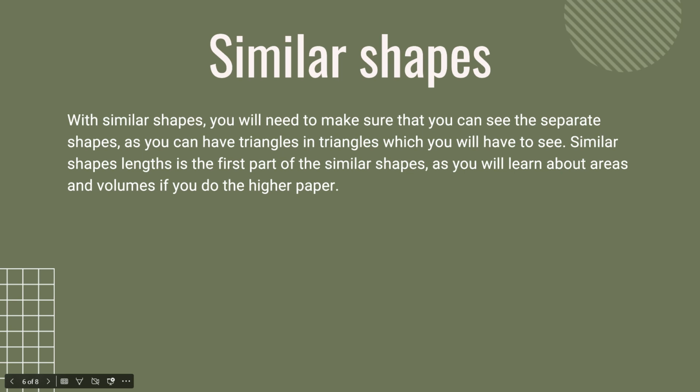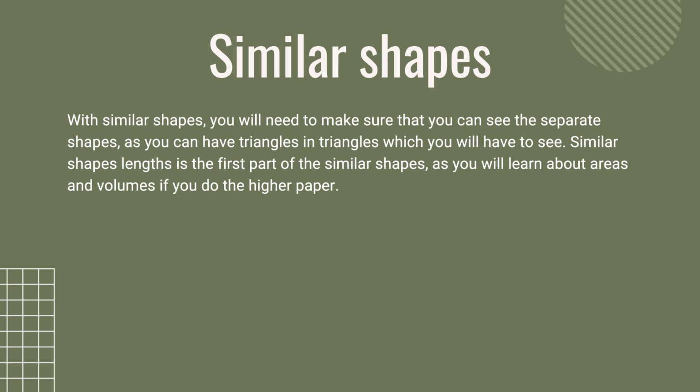With similar shapes, you'll need to make sure that you can see the separate shapes, as you could have triangles in triangles, which you'll have to see. What I mean by this is, you could have a big triangle and a small triangle inside of it, and then you have, say, a quadrilateral. You just need to see that the big shape overall is a triangle, and then that is a similar shape to your smaller one.